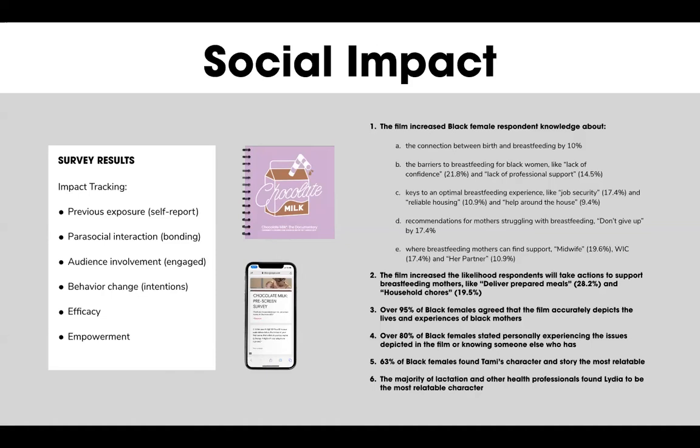Another finding or result in the survey was that the film increased the likelihood that respondents would take actions to support breastfeeding mothers, like delivering prepared meals, which increased by 28.2%, and household chores, which increased by 19.5%.